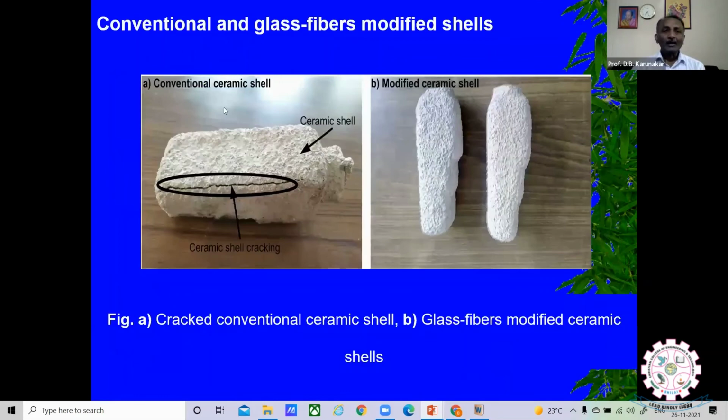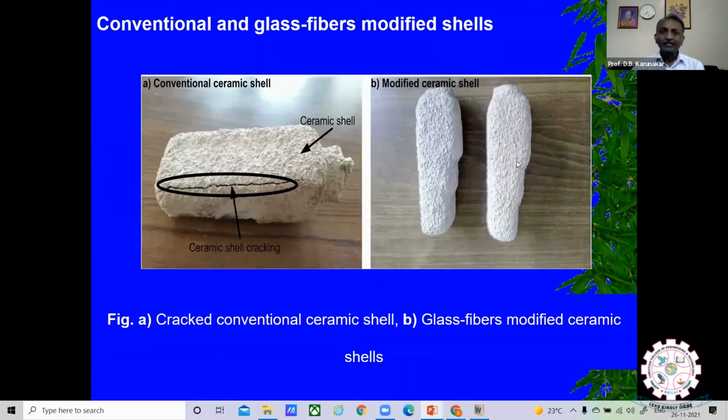Yes, we have constructed the ceramic shells. So this is the conventional shell, you see. There is a crack at the corner. Why? Maybe due to the expansion of wax, or maybe sometimes the expansion of the wax may not be there. Due to the sharp edge, there was a crack, you see.